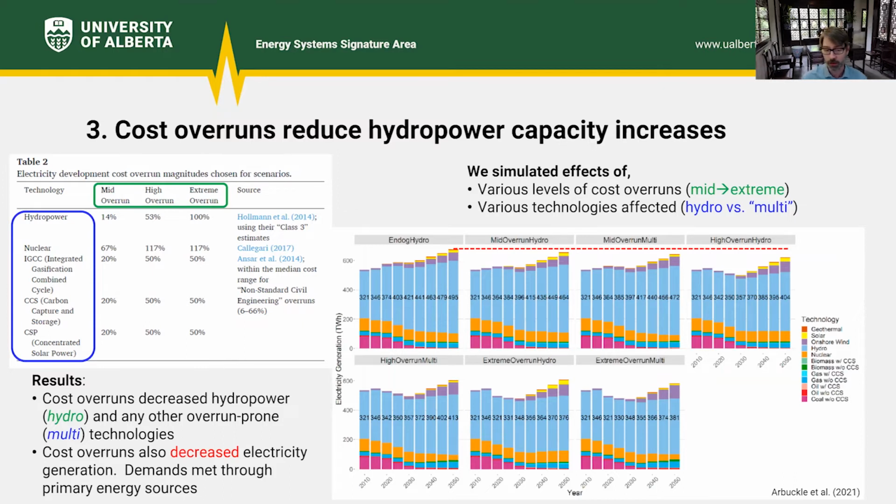Okay, the other interesting thing that happened was cost overruns also decreased electricity generation. So hydro became more expensive, that drove up electricity costs. And so rather than electrify in industry and transportation and households and buildings, instead people just continued to burn natural gas in their furnaces at home, or they burned coal in industrial processes, and so on. Okay, so we got the sorts of results we expected, but it's nice to be able to see the future trajectories under these different scenarios.